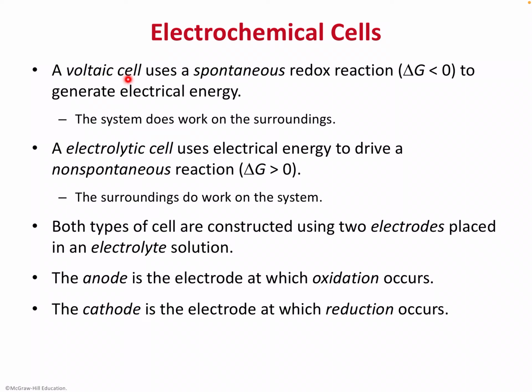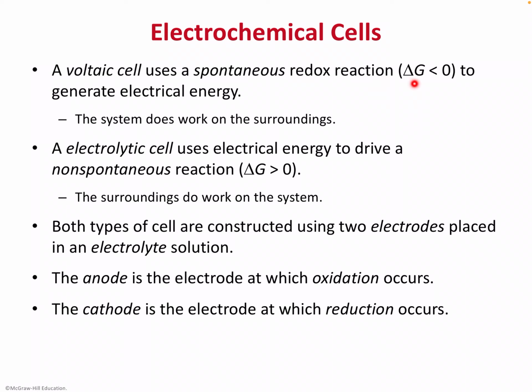A voltaic cell uses spontaneous redox reactions, meaning delta G is going to be less than 0, to generate electrical energy. In this case the system does the work on the surroundings. Remember, we learned about spontaneous reactions in our previous chapter about thermodynamics, that for a spontaneous reaction delta G needs to be less than 0, negative.